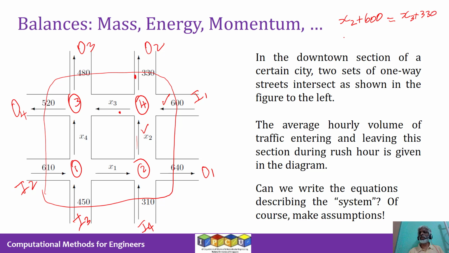So I can write the equation x2 minus x3 is equal to 330 minus 600. We adopt the usual practice of keeping the unknowns on the left hand side and the knowns or numbers on the right hand side. So if you look at this, you can write the equation x2 minus x3 is equal to minus 270.